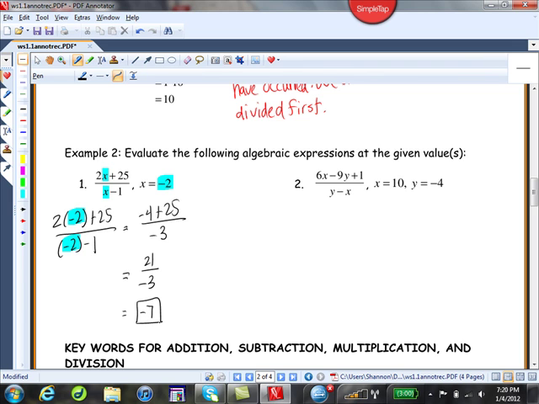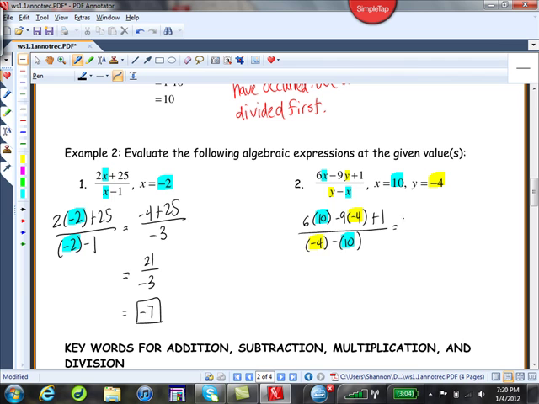All right, let's see how you did. So in this one, wherever there's an x, we're going to plug in a 10. And wherever there's a y, we're going to plug in -4. So we will have 6 times 10 minus 9 times -4 plus 1 all over -4 minus 10. So again, the y took on a value of -4. I've highlighted it in the yellow. And x took on a value of +10, which I've highlighted in the blue.